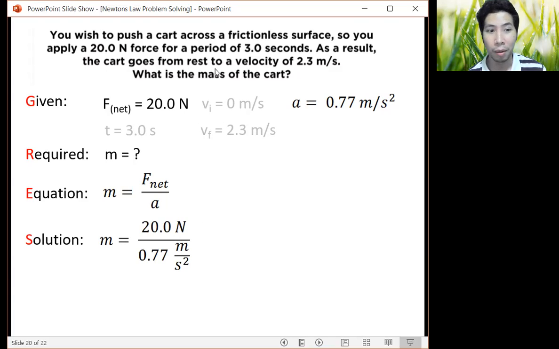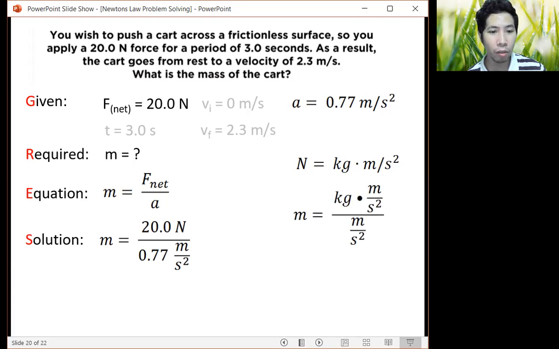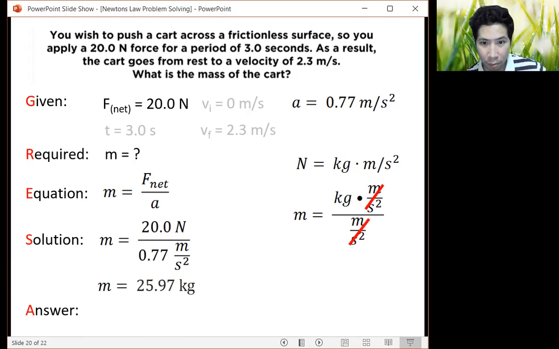Sir, will I be able to find the mass now? Yes, most likely you'll be able to. So let us remember that Newton is equal to kilogram meters per second squared. Since we're looking for the mass, we want to show where we got the kilograms. Since the denominator is meters per second squared, we can cancel the meters per second squared from kilogram meters per second squared, and we will be left with the unit kilogram. So our answer is 25.97 kilograms.